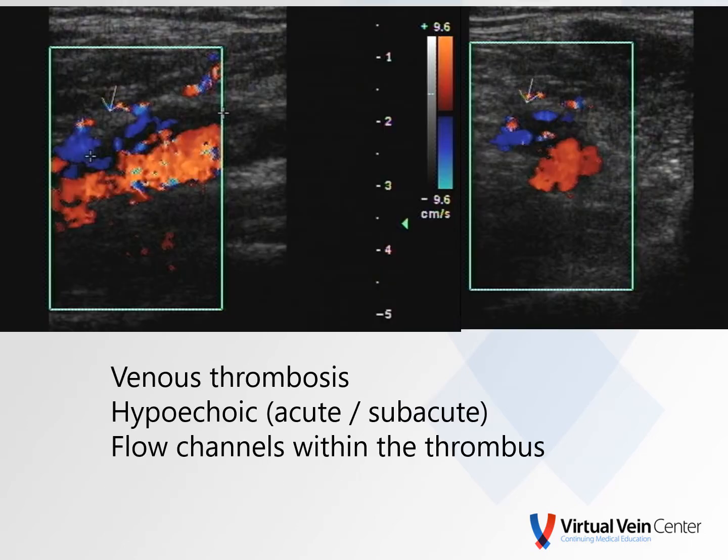So here's a longitudinal and a transverse view of his popliteal vein. You can see it just above the popliteal artery. This confirms venous thrombosis. It is somewhat hypoechoic, consistent with acute or subacute venous thrombosis. However, what was quite striking were these multiple flow channels within the thrombus.